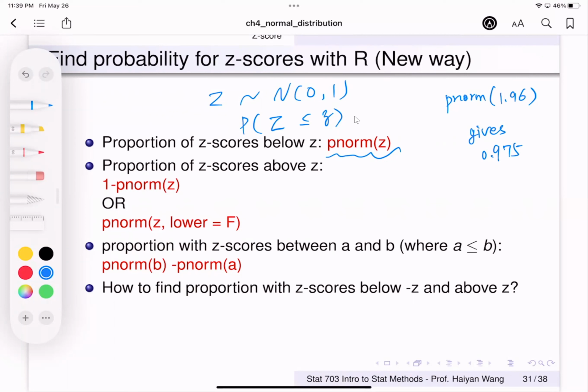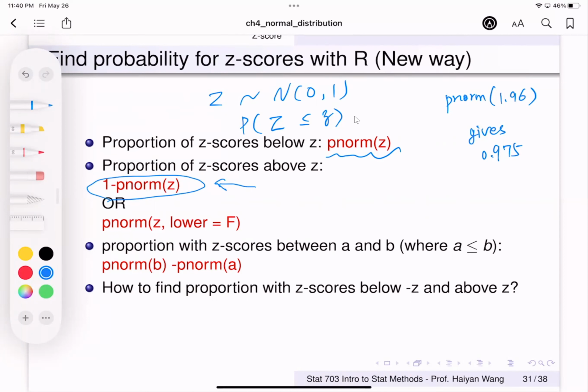So that's the proportion of the z-scores below z. For the proportion of z-scores above z, you use 1 minus pnorm of z, or otherwise you use pnorm of z with lower.tail equals FALSE. I prefer to use this one, but if you are familiar with the other, stick with that way of doing it. For the proportion of z-scores between A and B, the two numbers, simply use pnorm of B minus pnorm of A. Then that will give us those probabilities.